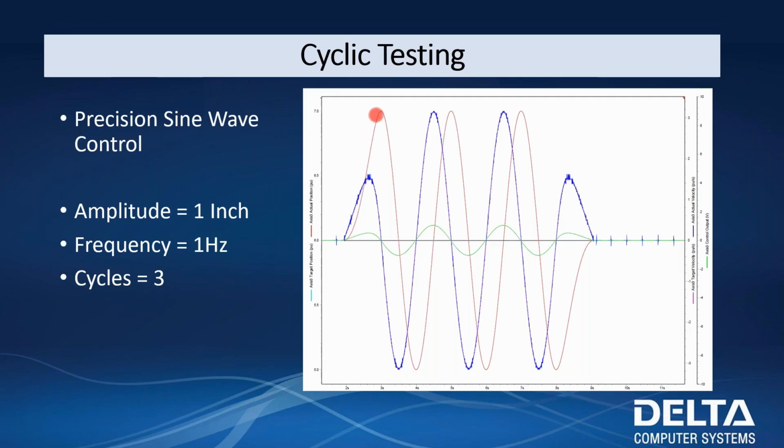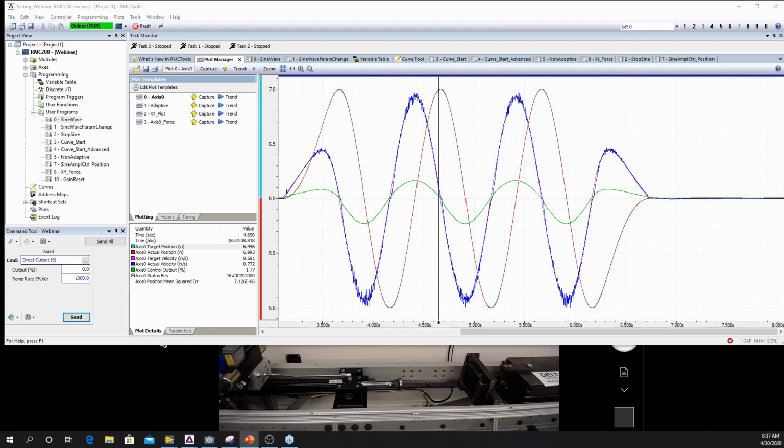This red line here is going to be our actual position. And so this is the line that we're actually going to be caring about. Now, let's see what that would look like in RMC tools. Okay. So I've got RMC tools opened in front of us here. Here's a plot that I ran just before the webinar started. And here is the physical system below.